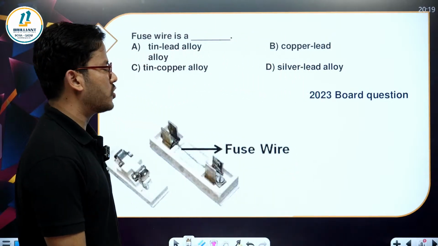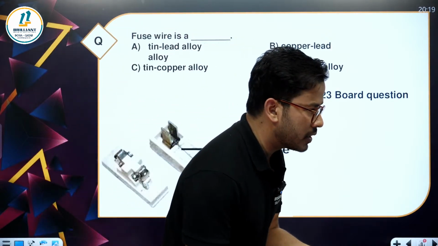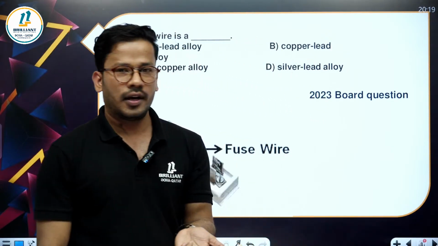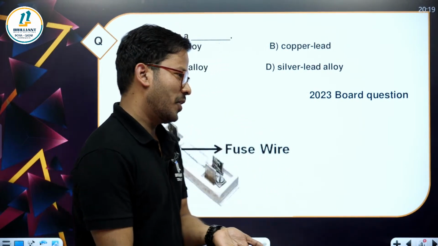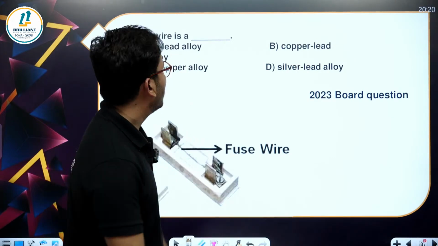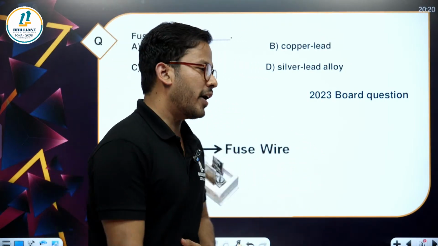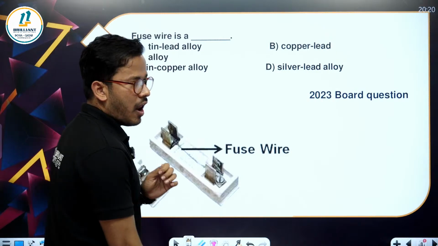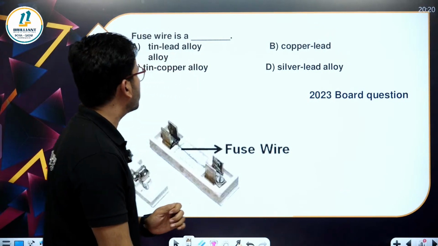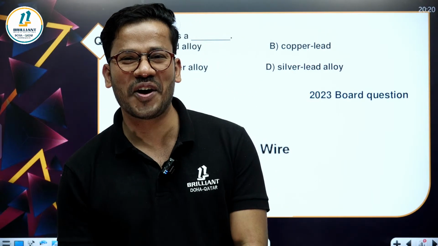So here you have the next one. Fuse wire is A. I should see my people. That is important. Otherwise, I will tease you in class. Trust me. So yes, I should see all the people. So fuse wire is A. Fuse wire is an alloy of what? What is the option over here?